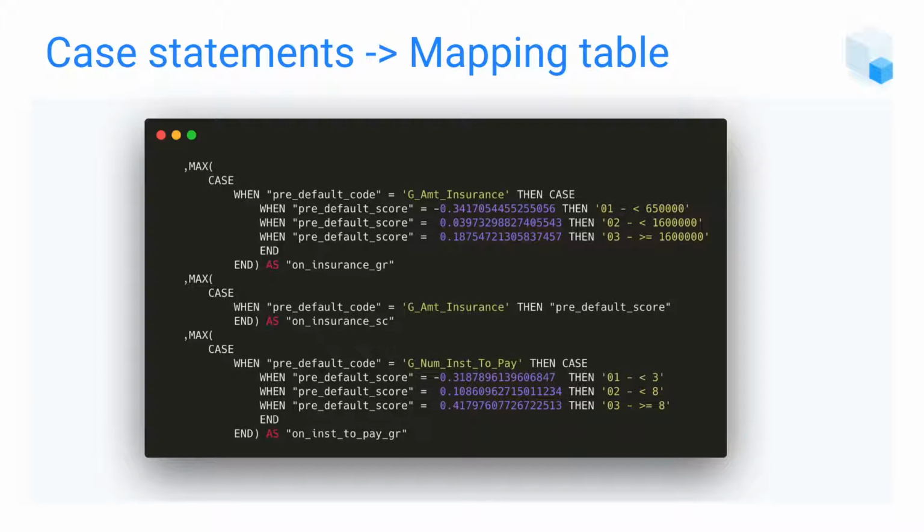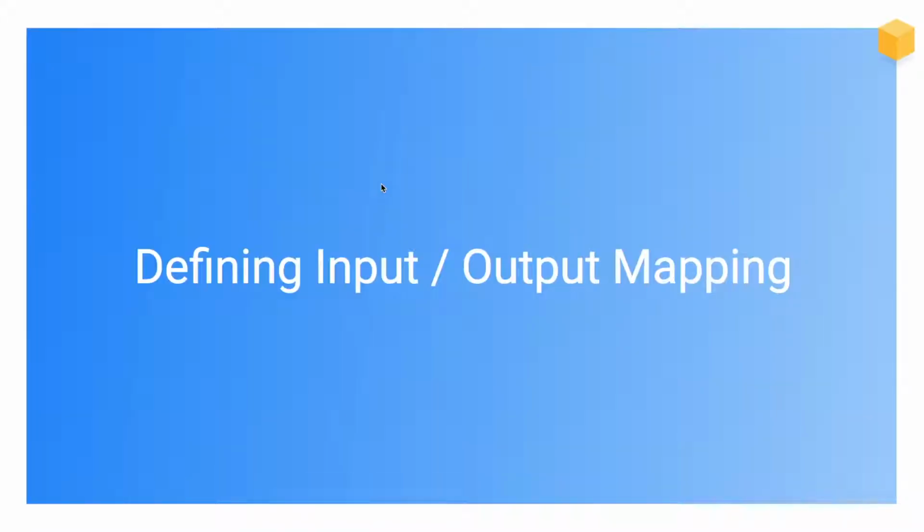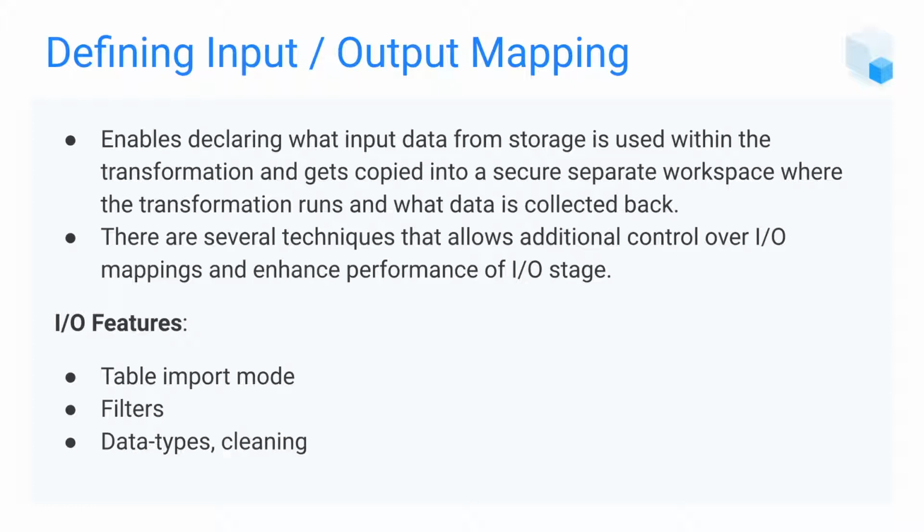Plus you get a faster execution. In this section, I will be talking about defining the input and output mapping. Defining input and output mapping is very important because it gives you control over what data you process, it gives you control about how much data you consume, etc.